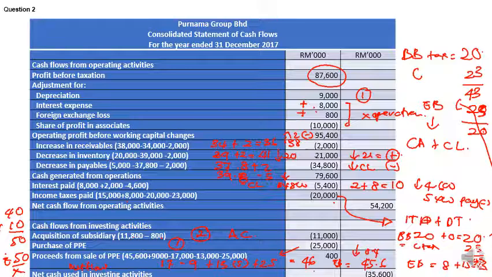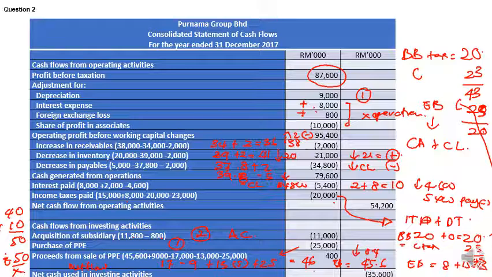The other item that you have here is your PPE. For investment in associates, if you look at it, there is no effect. The beginning balance you have 40, plus a profit of 10, so 50. The ending balance is also 50, so that means there is no effect, so there is no cash involved for investment in associates.